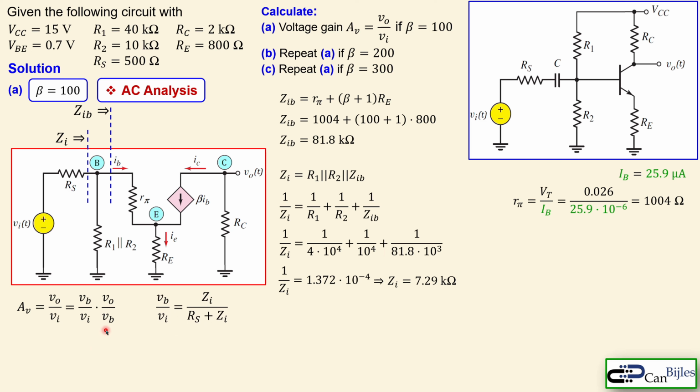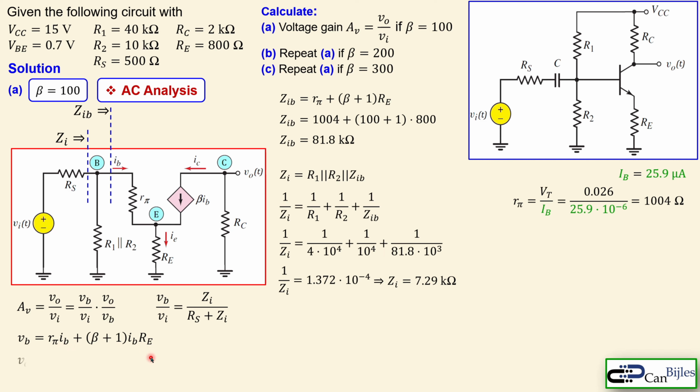VB is just the voltage divider rule here, because that is ZI over RS plus ZI, and that is just the voltage gain looking from here in this direction. But for the other one, for the VB, that is this voltage across r pi plus the voltage across RE, so that you will have then this expression.